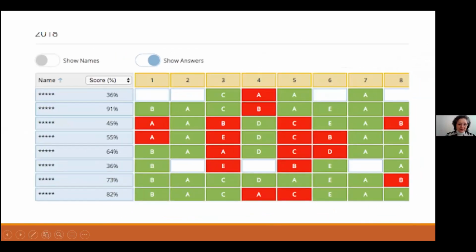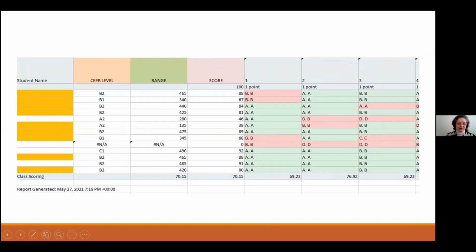This is an example of a table where you see the students' answers in real time. Then you have an example of a spreadsheet. This is what you get, what you can download. And the good thing about this is that you can modify it, that you can adjust it to your own needs. It's an Excel spreadsheet with all the results.